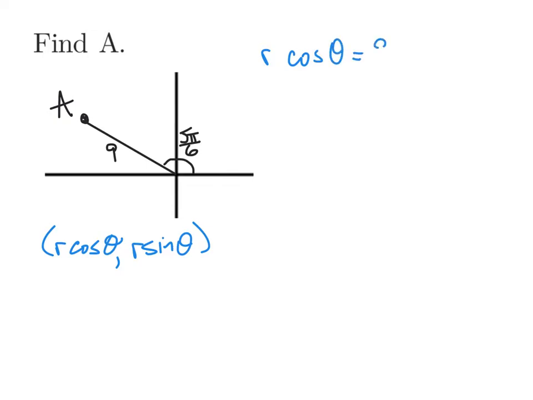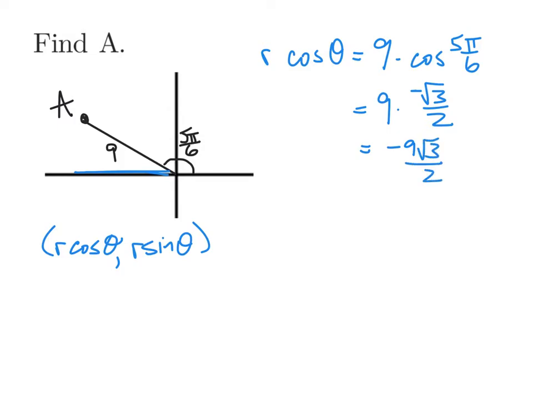The r is 9, and we want to find cosine of 5 pi over 6. So whatever trick you use for finding the cosine of pi over 6, cosine of pi over 6 is going to be root 3 over 2. Now, since we're talking about 5 pi over 6, and cosine being the x-coordinate, that's going backwards. So we'll have a negative value for that, which means our cosine of theta is going to be negative 9 root 3 over 2.